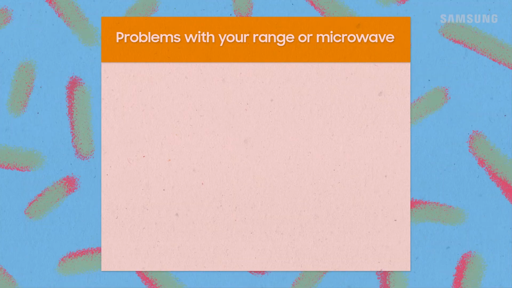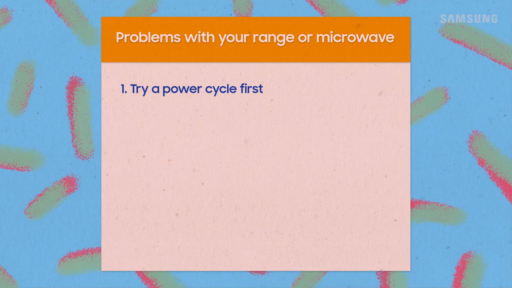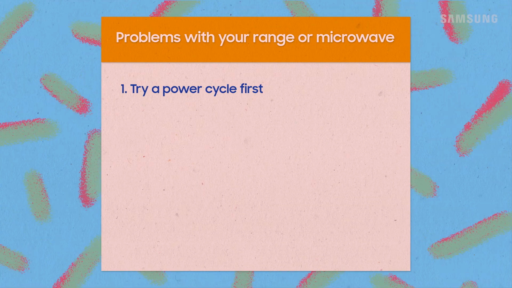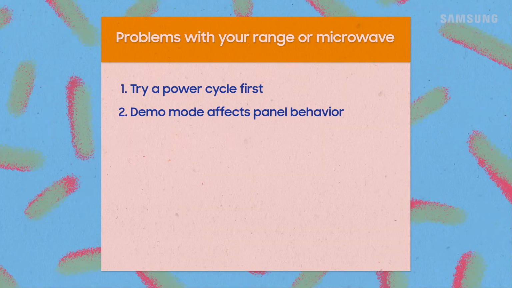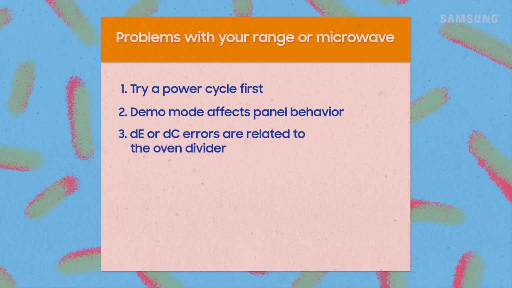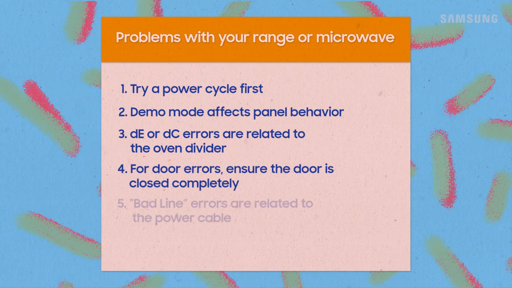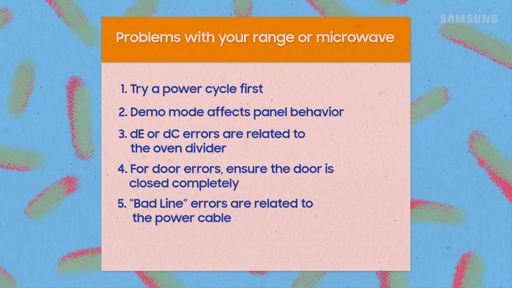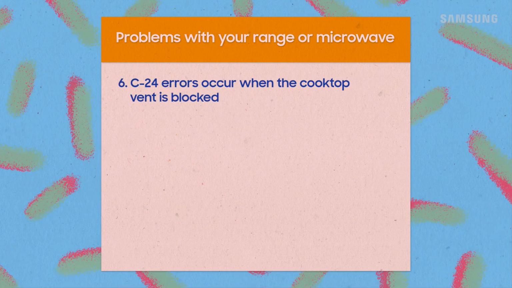So let's recap. A power cycle is often all it takes to fix your problem. If you still get an error code, call for service. Turning off demo mode can get your oven running again. Look to see if the oven divider is prompting DE or DC codes. Check your cable when you see bad line errors. And clear the oven vent when C24 flashes.